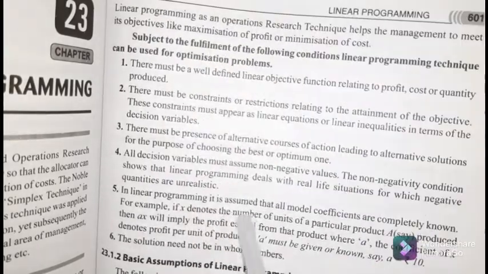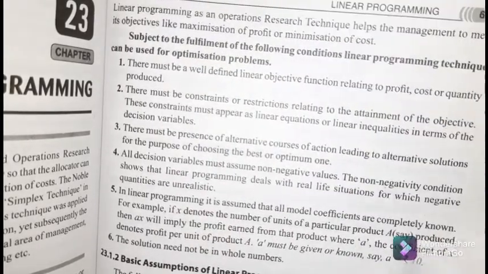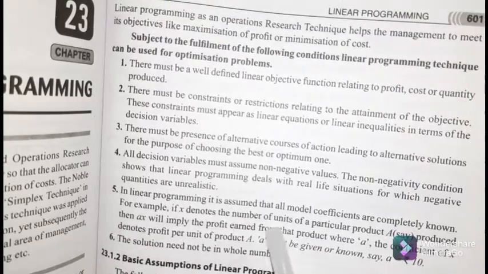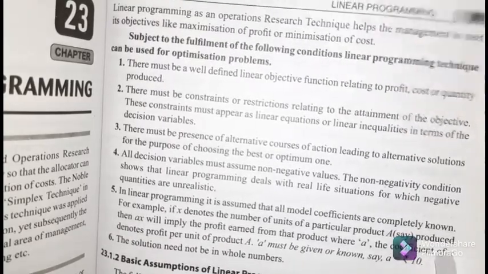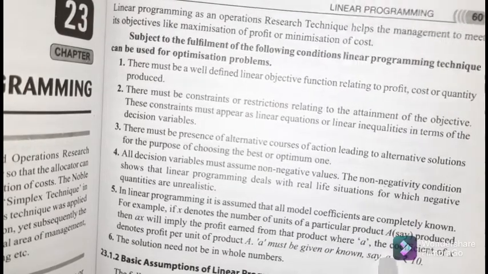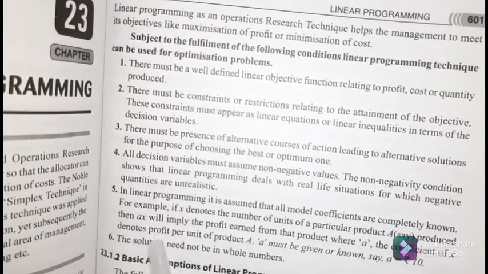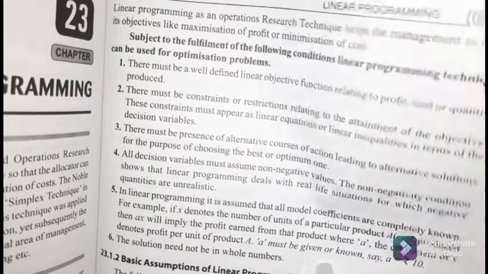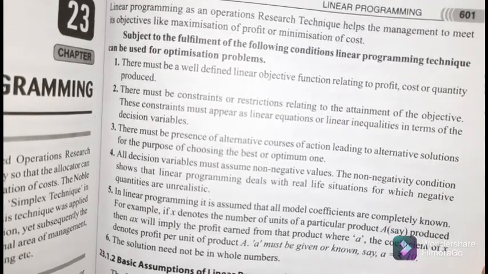In linear programming, it is assumed that all model coefficients are completely known. For example, if x denotes the number of units of a particular product A produced, then Ax will imply the profit earned from the product, where the coefficient of x denotes profit per unit of product A. A must be given or known, say A equals to rupees 10.